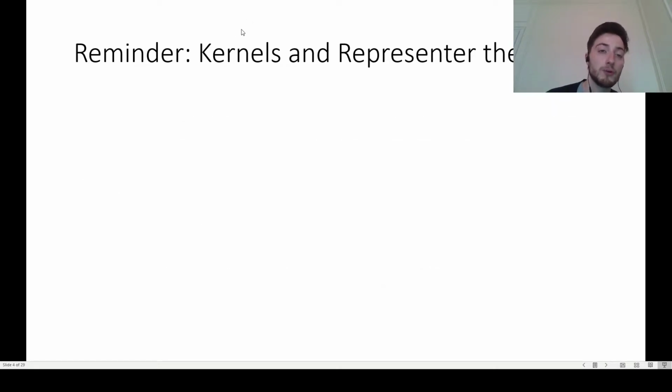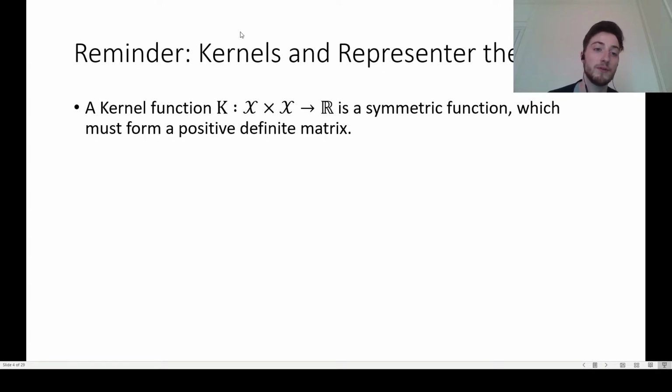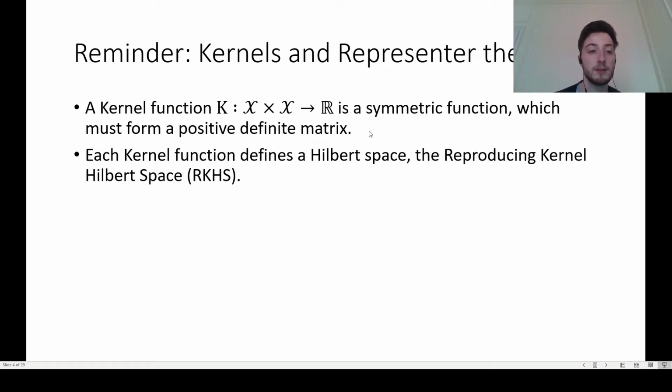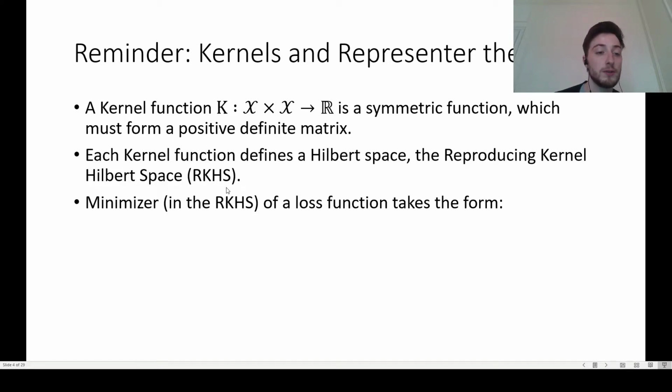So the kernel regression is based around the notion of a kernel function. A kernel function is a function of two arguments of x, and it's a symmetric function, and it must form a positive definite matrix. Each kernel function will define a Hilbert space called the reproducing kernel Hilbert space, or RKHS for short.